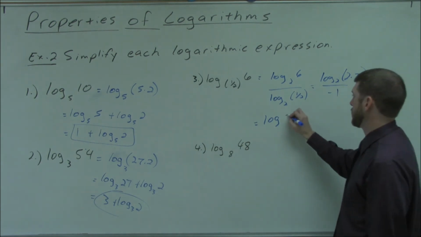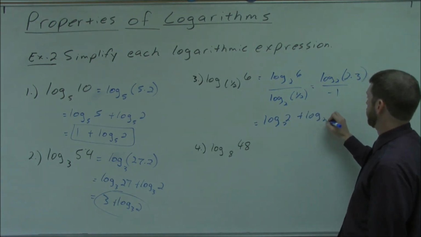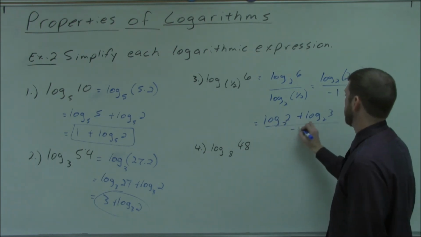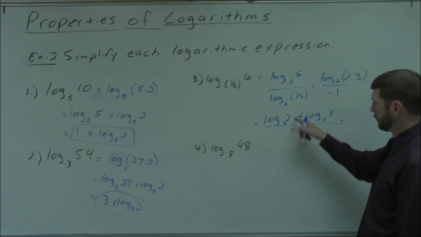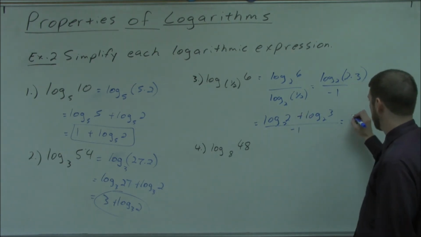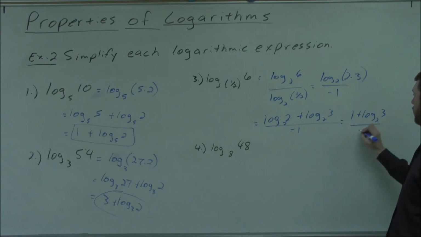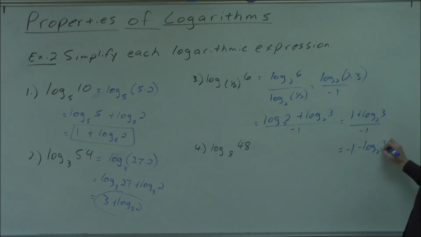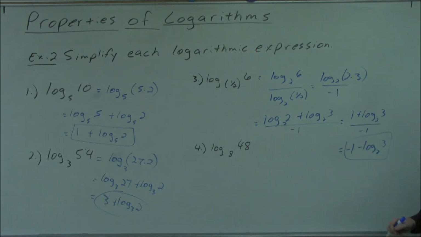Product property tells me that's log base 2 of 2 plus log base 2 of 3, all still over -1. So we're going to end up with log base 2 of 2 is 1 plus log base 2 of 3. All over -1 is -1 minus log base 2 of 3. So that is a little bit cleaner version of that expression right there, because we may have some other things that we could do with that -1 right there.